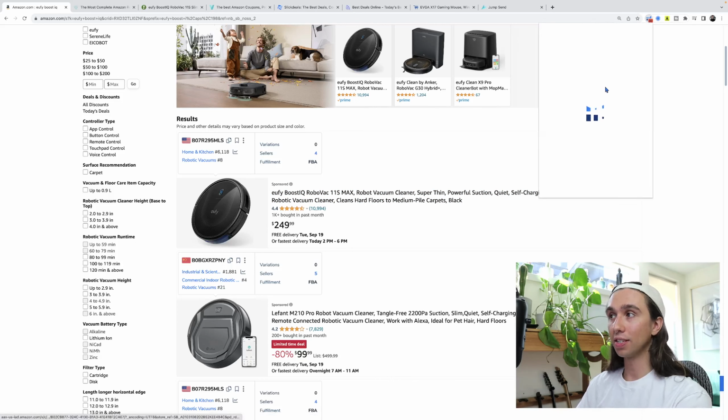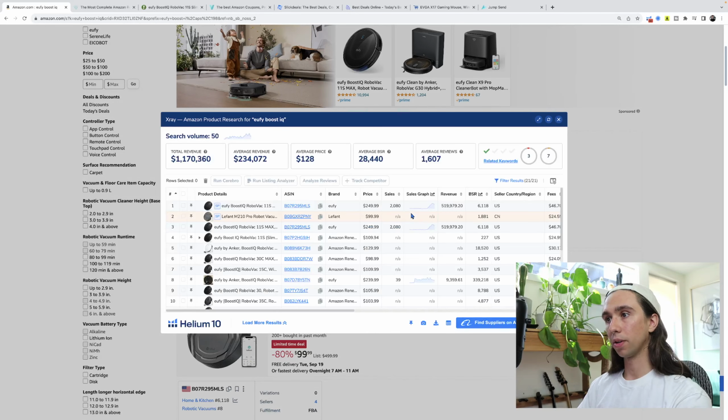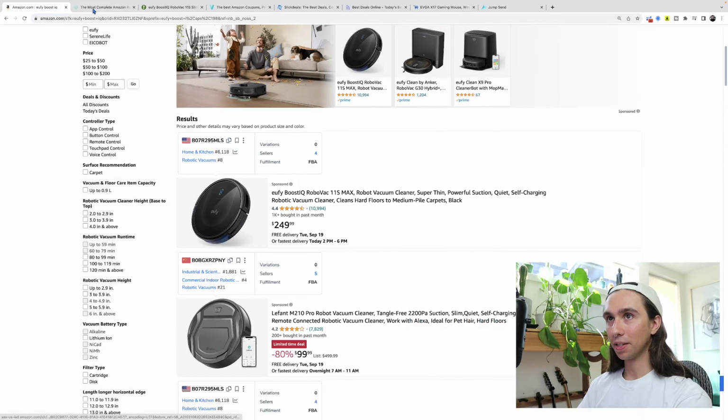So what do we do next? We check how much are they selling. Are they selling at least one every single day? So we'll open up our handy dandy tool. They're selling a lot more than one a day. They're selling like 75 a day. So we can buy one of those.